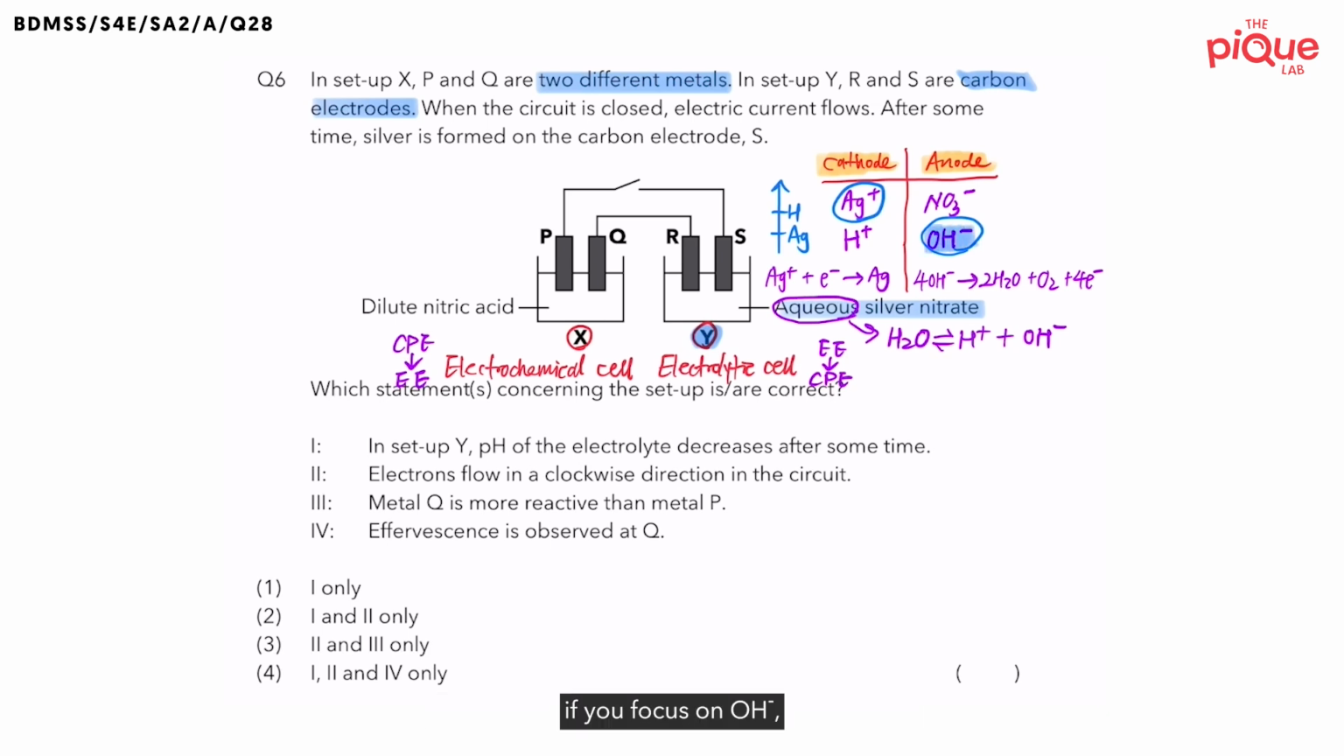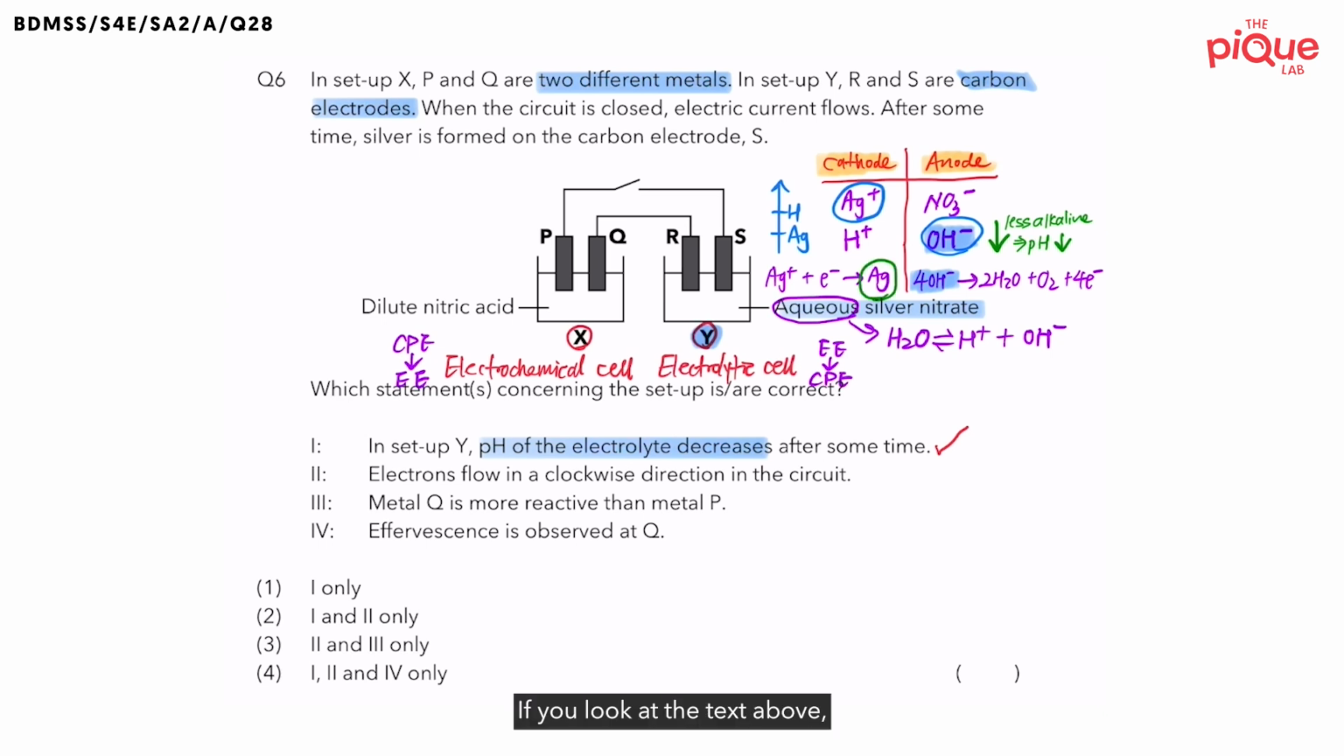Besides this, if you focus on OH-, you should be able to observe that its concentration will be decreasing in setup Y. And if the amount of OH- decreases, we expect the solution to be less alkaline. So what does this imply about the pH of solution Y? This implies that the pH of solution Y will decrease after some time. So this means that statement 1, which says that the pH of the electrolyte in setup Y decreases after some time, is correct.